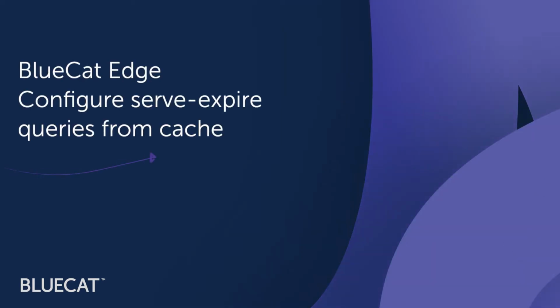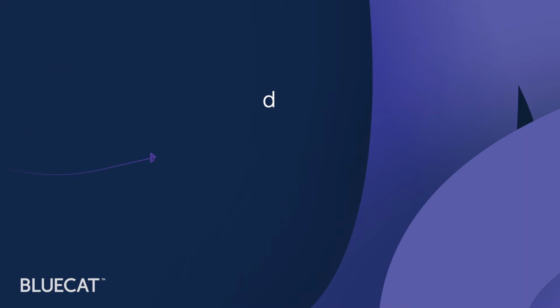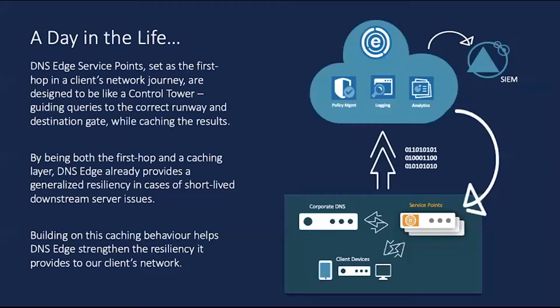In this video, we're going to review the configurability of serve expired queries from cache at the service point for DNS Edge. Now, a DNS Edge service point is set as the first hop in a client's network journey, and they're designed to act like a control tower, guiding queries to the correct runway and destination gate while caching the results. By being both the first hop and a caching layer, DNS Edge provides a generalized resiliency in cases of short-lived downstream server issues. Building on this caching behavior helps strengthen the resiliency that we are already providing to our client's network.